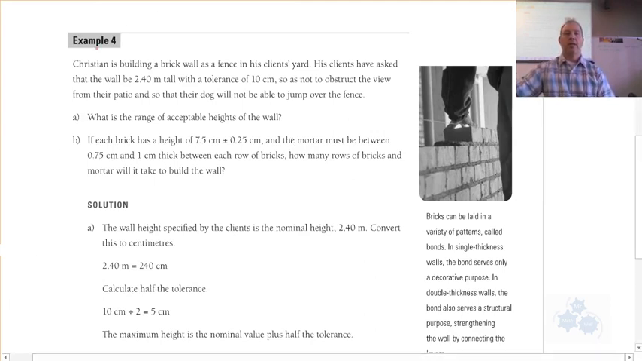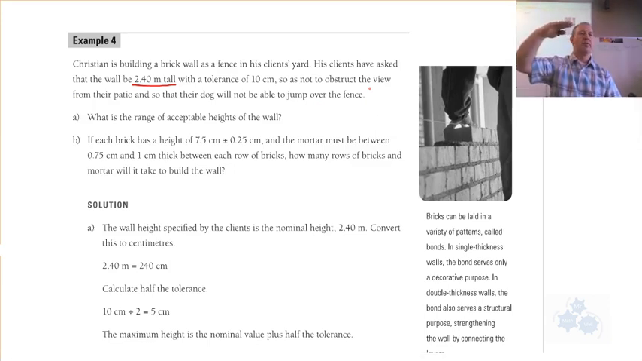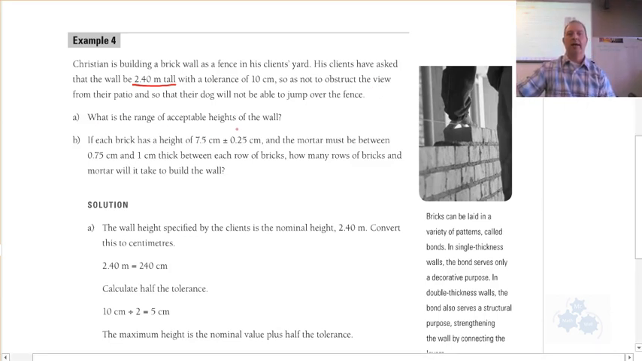So, example 4. Christian is building a brick wall as a fence in his client's yard. His clients have asked that the wall be 2.4 meters tall with a tolerance of 10 centimeters. Okay? So you can have a range of heights there that span 10 centimeters only, so as not to obstruct the view from their patio and so that their dog will not be able to jump over the fence. So there's a maximum. They want to be able to see over this maximum part, and the dog can almost jump that, so they have to be higher than the minimum so the dog doesn't jump over. What is the range of acceptable heights of the wall?